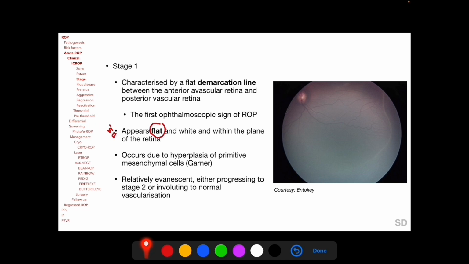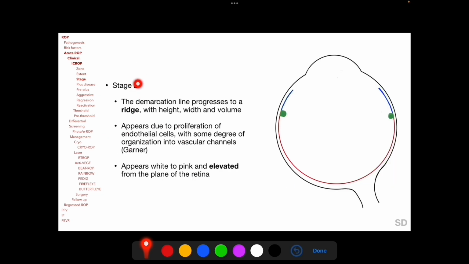As we have mentioned, demarcation line occurs due to hyperplasia of primitive mesenchymal cells, particularly the spindle cells, and demarcation line is usually relatively evanescent, either progressing to stage 2 ROP or involuting to normal retinal vascularization. Stage 2 ROP is characterized by a ridge which originates from the demarcation line and has height, width and volume as shown here in this diagram.